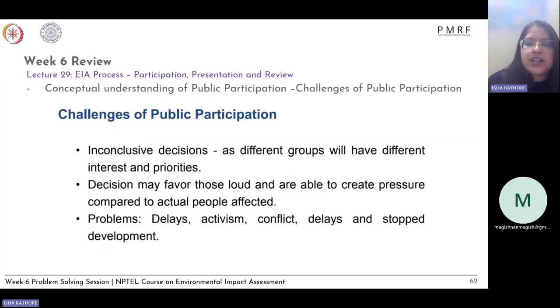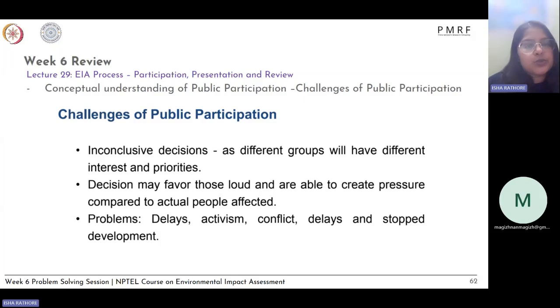Then challenges of public participation include inconclusive decisions. As there are different groups, there are going to be different interests and priorities, and sometimes there are going to be clashes between the interests of one or two groups, and this can lead to inconclusive decisions. The decisions may favor those who are loud and are able to create pressure compared to the actual people affected.